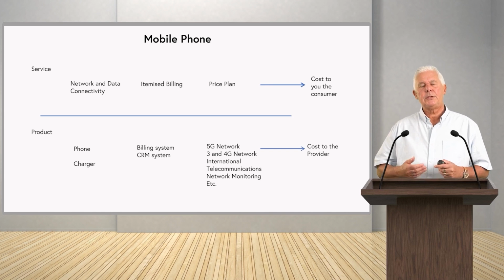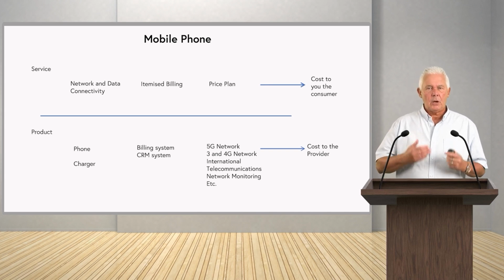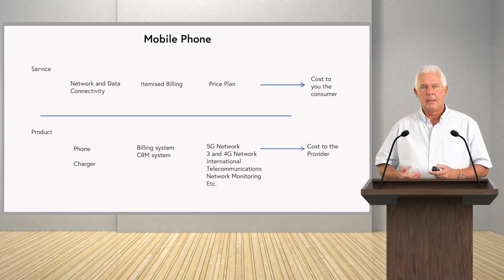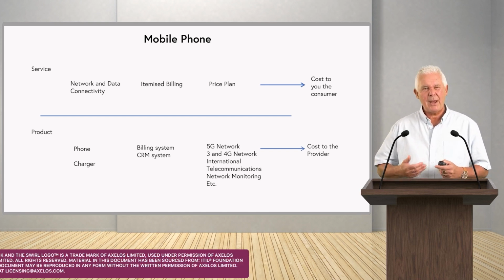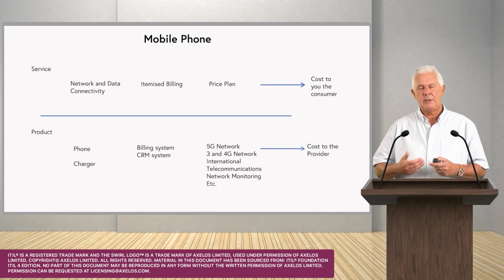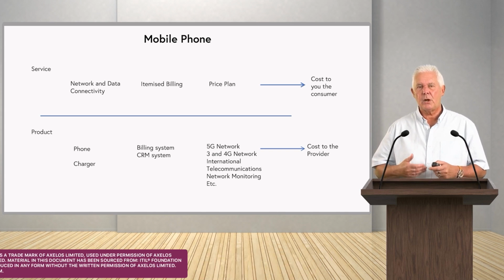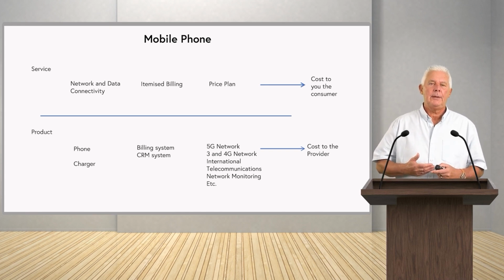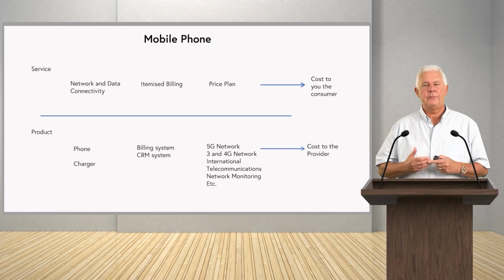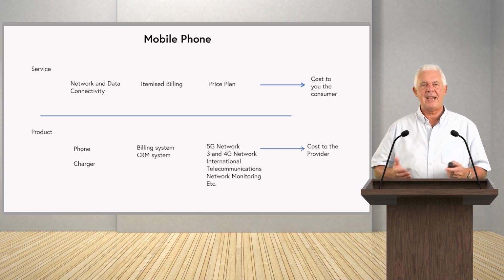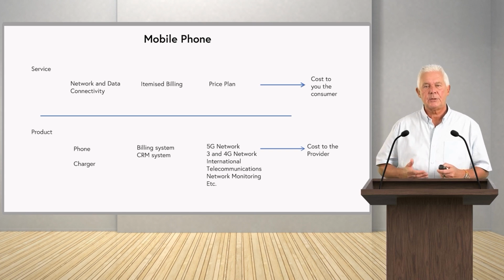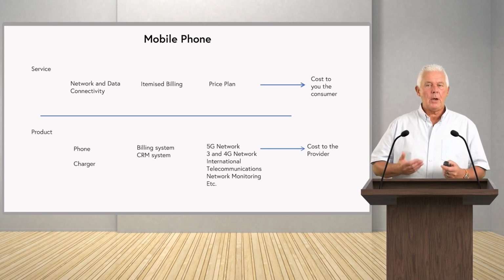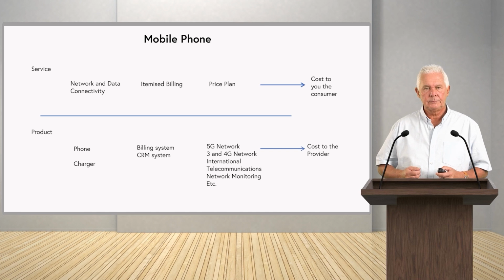When we talk about the associated costs and risks, there are costs to you as a consumer and there are costs to the provider. So in the service definition, it says without needing to worry or manage the associated costs and risks. And that's really the costs and risks of provision. So if you think of your mobile phone provider, if you think of the 5G network, the 4 and 3G network, the international telecommunications links, the network monitoring, the resilience that's put in place, significant amount of cost, and that cost is to the provider.